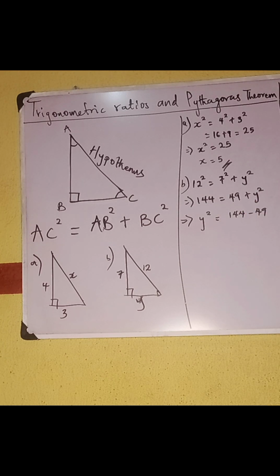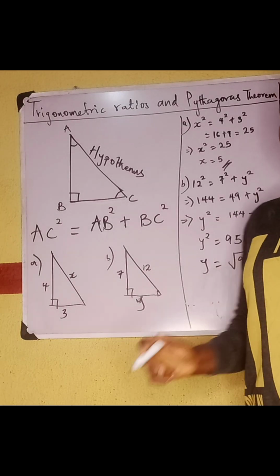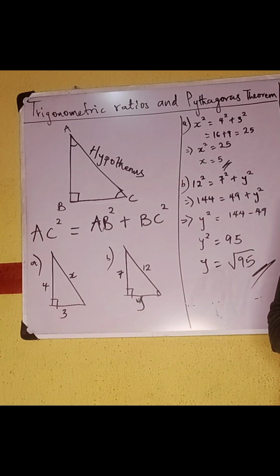So I had 144 minus 49 equals y squared. Now I'm having y squared equal to, so we check what's 144 minus 49, which is 95. So y will now be the square root of 95, whatever that is, is our result. So this is how we use the Pythagoras theorem.